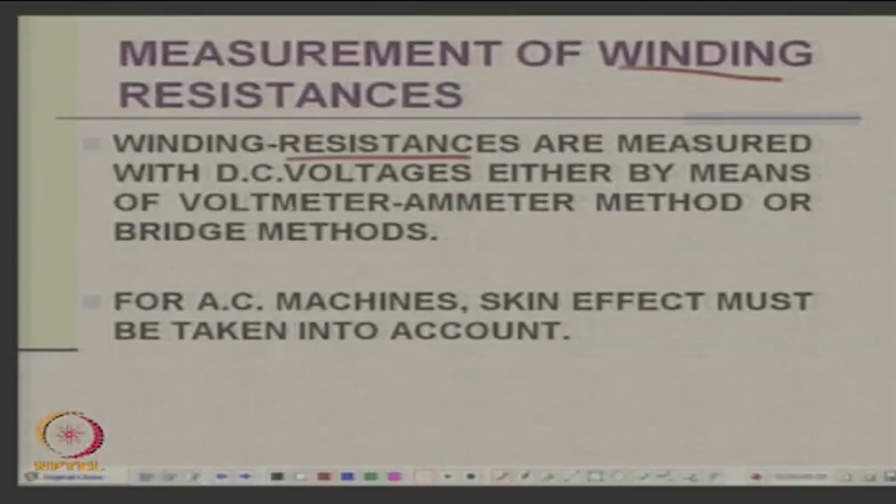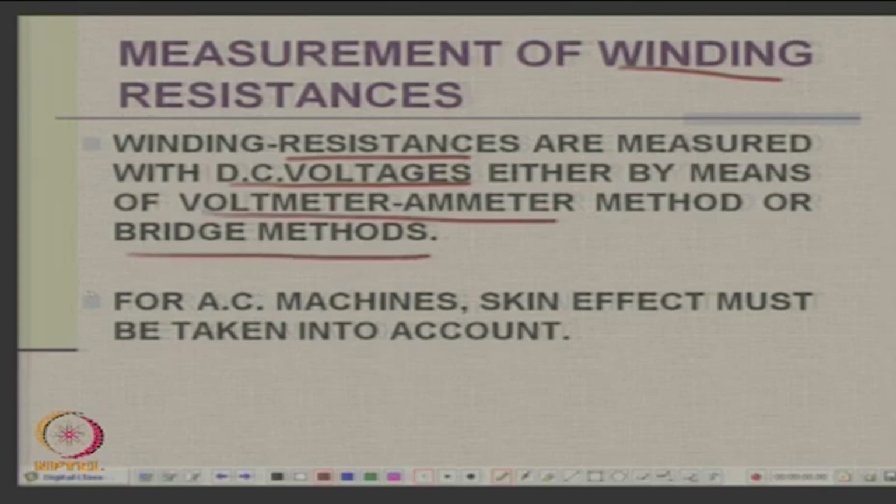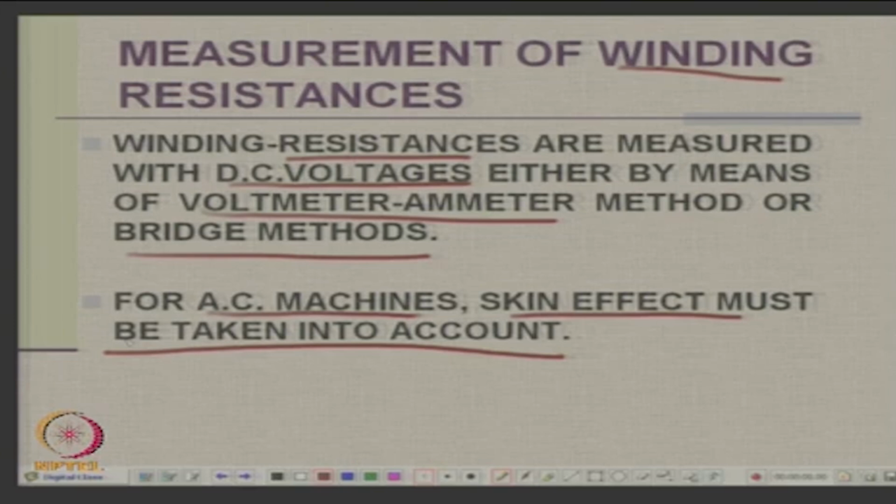Then if you want to measure the winding resistances, using DC voltages, the voltmeter-ammeter method or bridge methods, because resistance of the windings is very important and it is low. For AC machines, you must consider the skin effect also. If you measure the resistance at different frequencies, you may get different numbers, right.